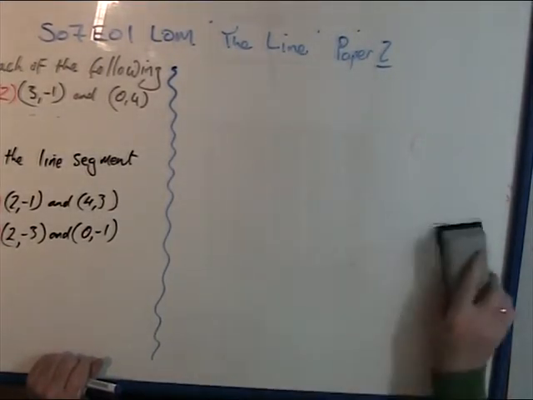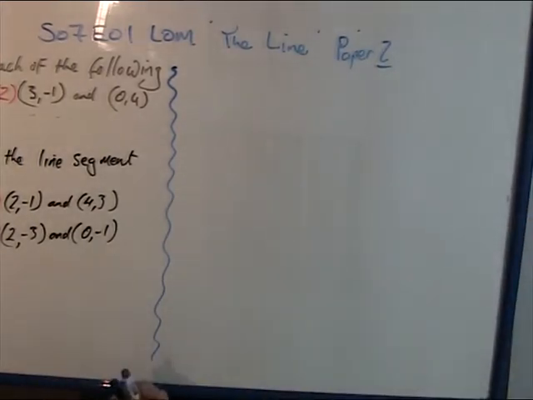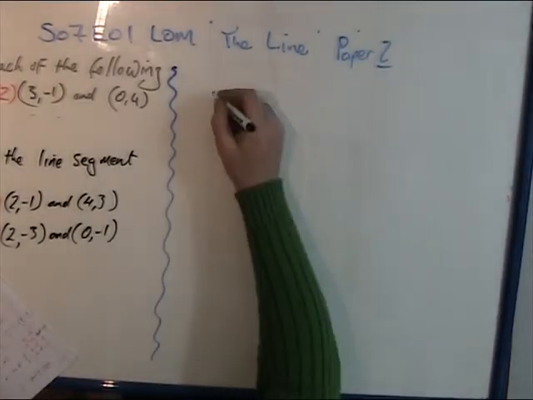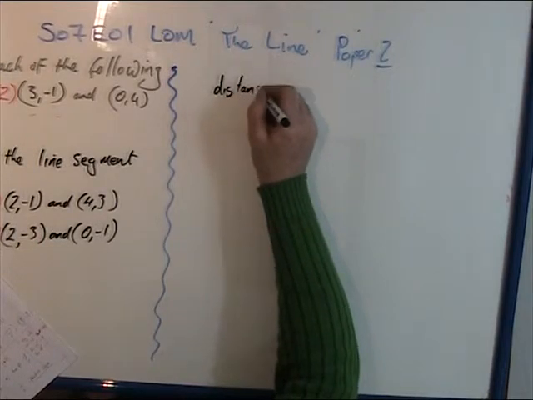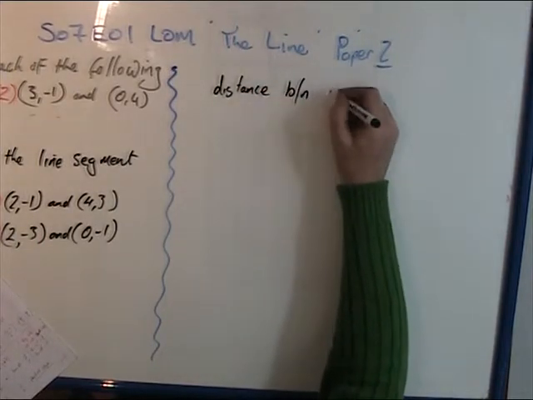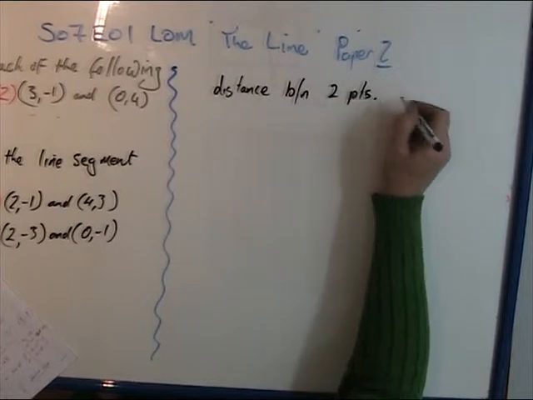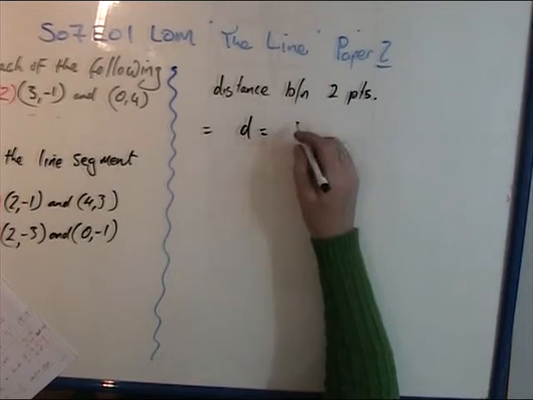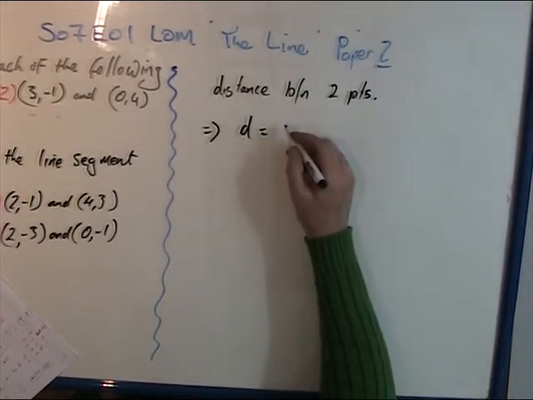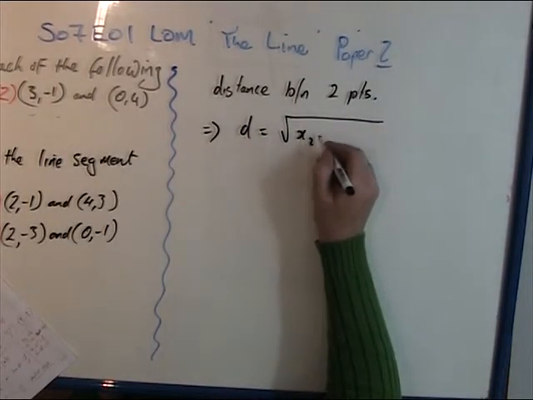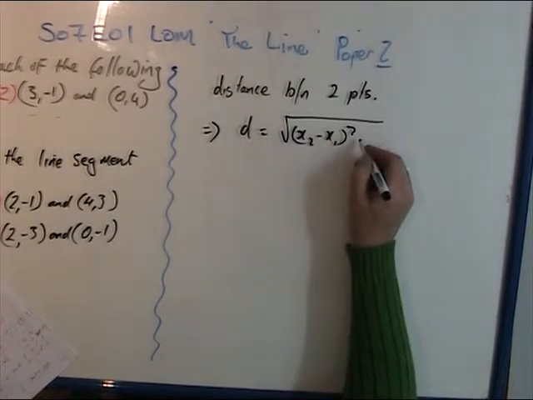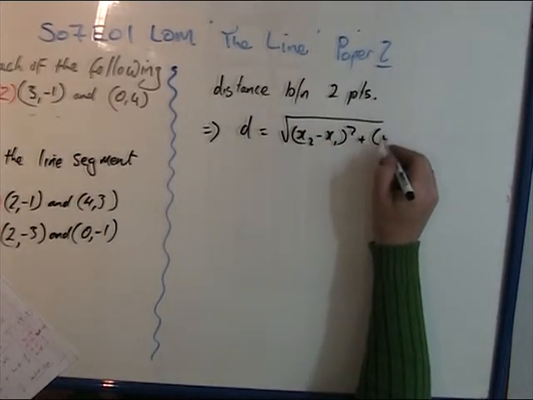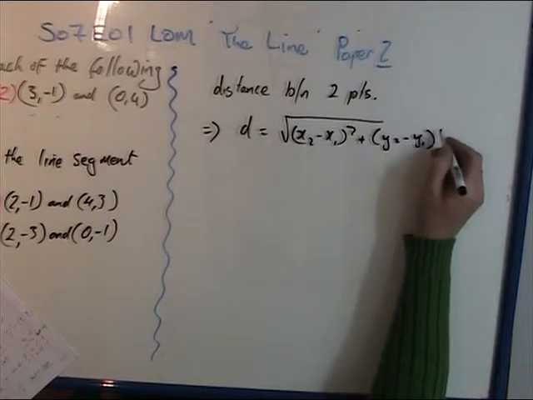Right, now today we're doing the distance. We're starting our series on the line. And today we're going to deal with the distance between 2 points. Okay, the distance between 2 points is equal to: distance implies the square root of x2 minus x1 all to be squared plus y2 minus y1 all to be squared.